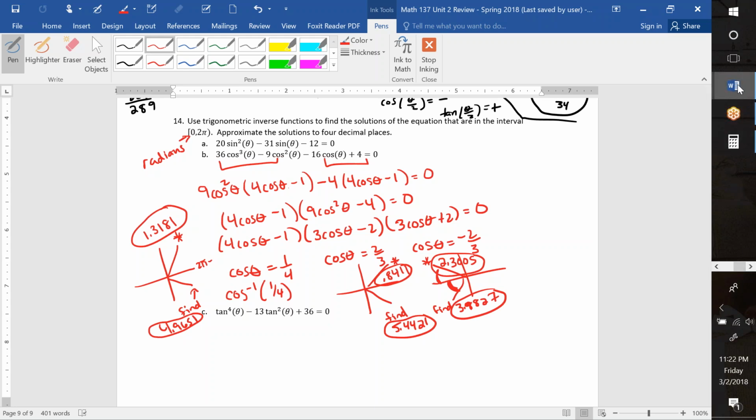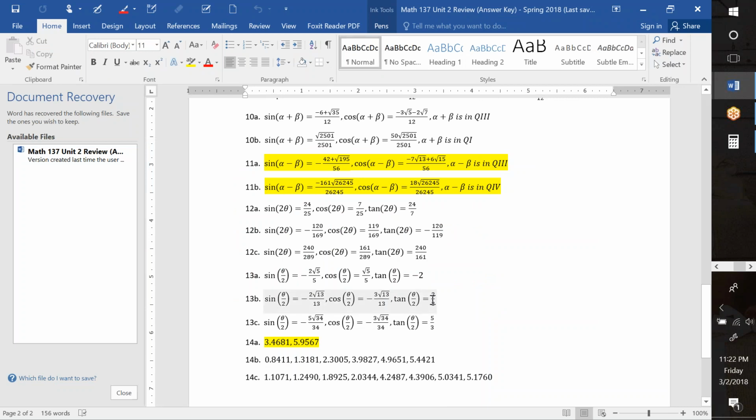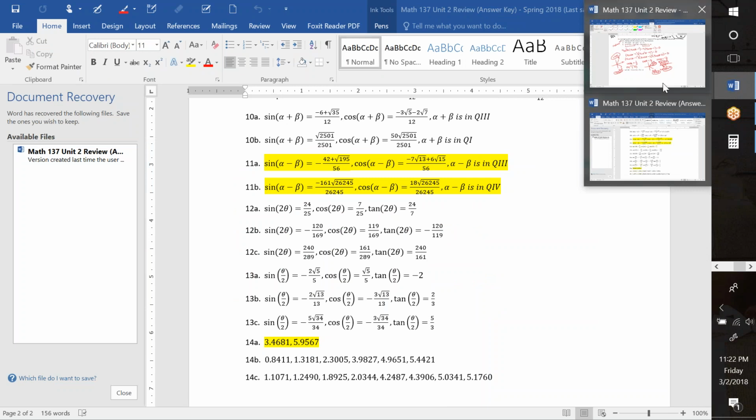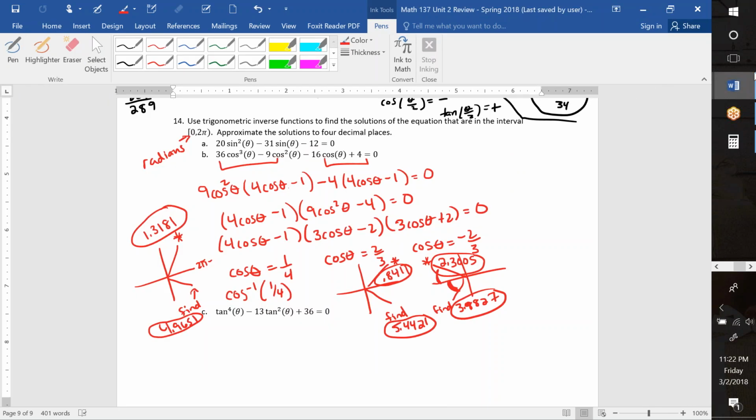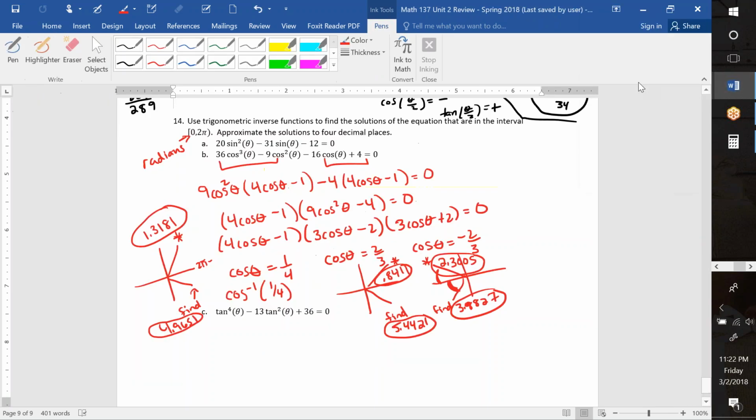So let's double check these solutions with what's on the answer key, because I kind of want to make sure that I had my radian set up right. Yep, we have the 0.8411, the 1.3181, the 2.3005, I think we had that one. Yep, and 3.9827, 4.9651, 5.4421. Yep, we had every single one of those.